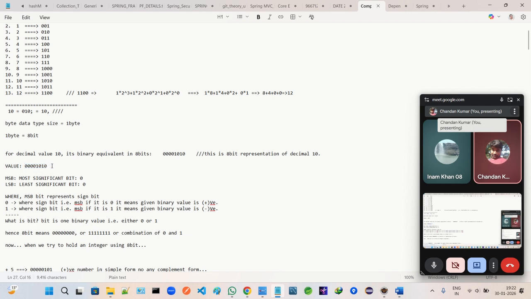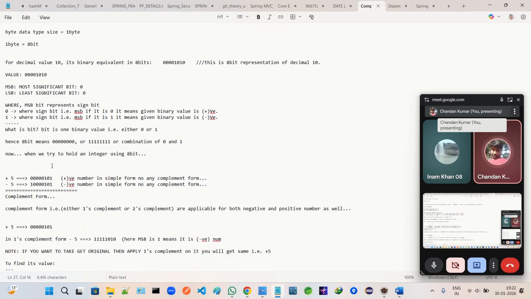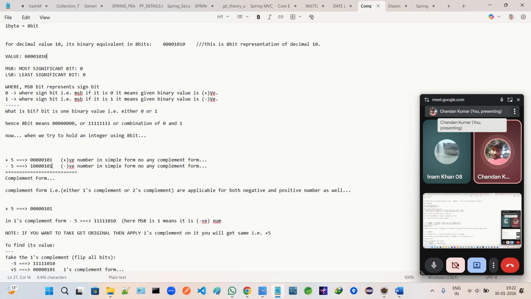Clear? Now, moving further, positive representation and negative representation. We have the value 5, positive 5 and negative 5. For positive 5, what is the minimum bit value? 3 bits are going to represent 5, right? 1 0 1, this is 5. But we are working on 8 bit representation, so this 5 we have to represent in 8 bits. Getting my point?